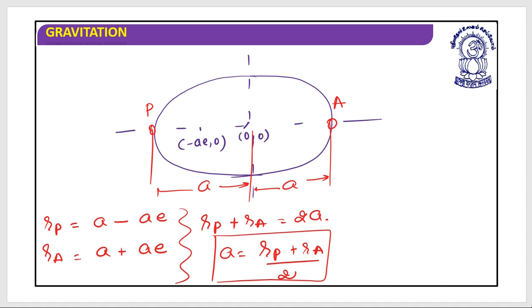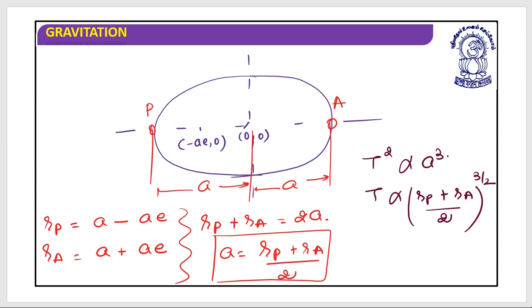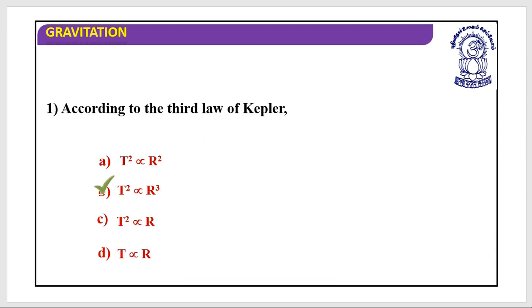So according to Kepler's third law, or the law of periods, I can write t square directly proportional to a cube, and this could be written as rp plus ra divided by 2 to the power 3 by 2. That is, t is directly proportional to this. I hope this is clear. Do you understand this completely? Are you sure? Great. Let's have certain questions.